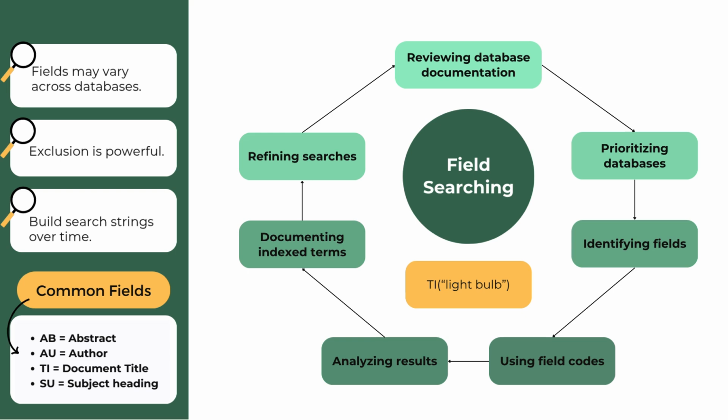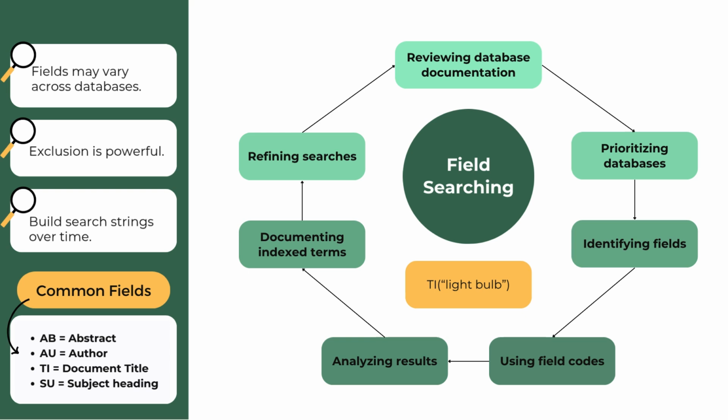However, not all databases index documents with this level of precision. Not all databases use the LP field code. So with this example, databases that do not use LP metadata will be excluded from the search. This exclusion is powerful and perhaps unintentional, so prioritize specific databases whenever possible to ensure field codes can retrieve relevant records.